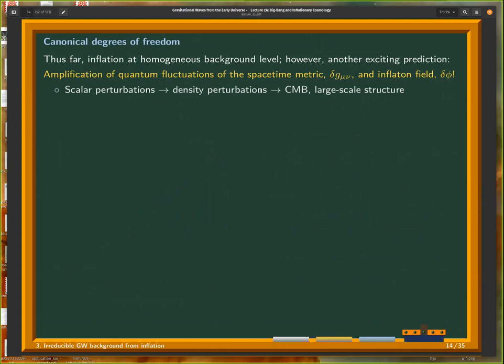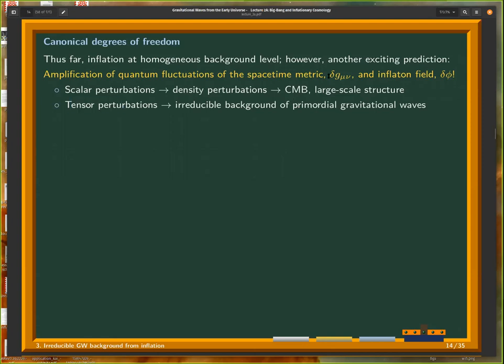of the universe. So that's very appealing, because inflation can tell us now why the universe appears to be so homogeneous and isotropic on the largest scales. But at the same time, it also explains the origin of structure, the large scale structure that we see in the universe. But for now, in this lecture, we're more interested in tensor perturbations.